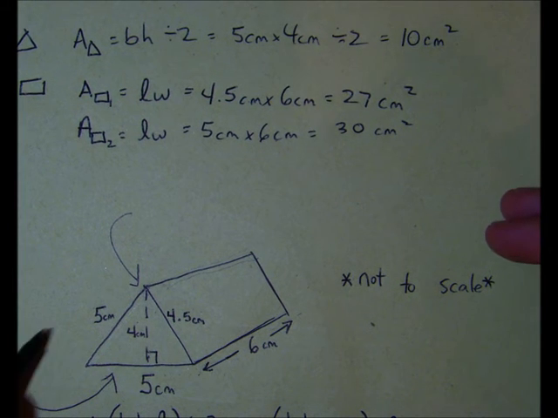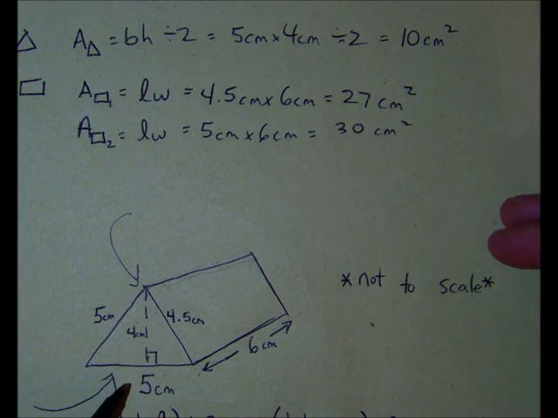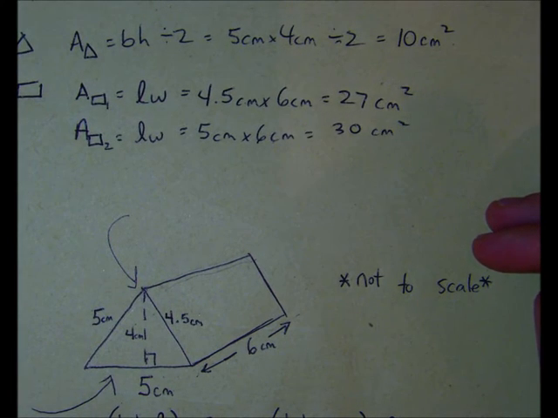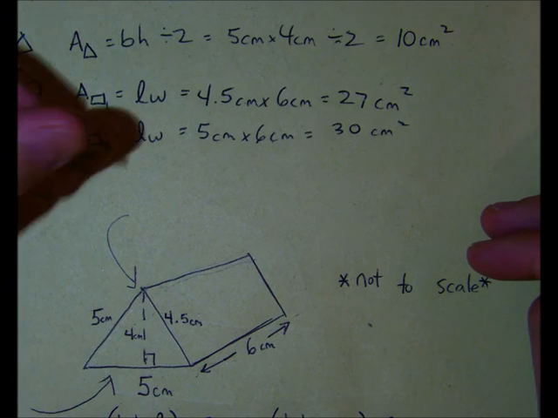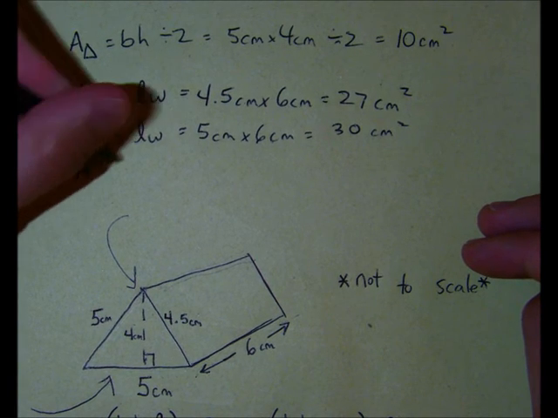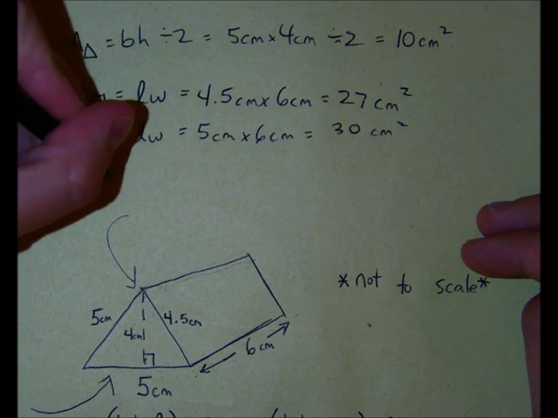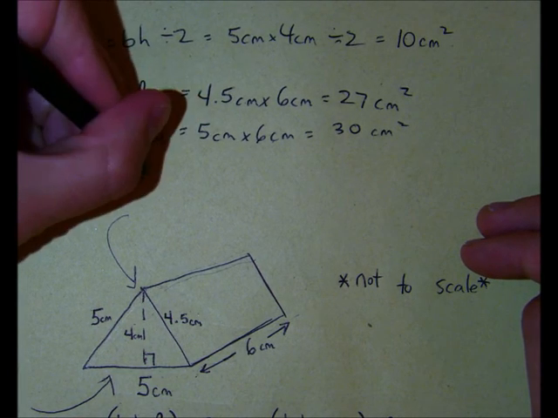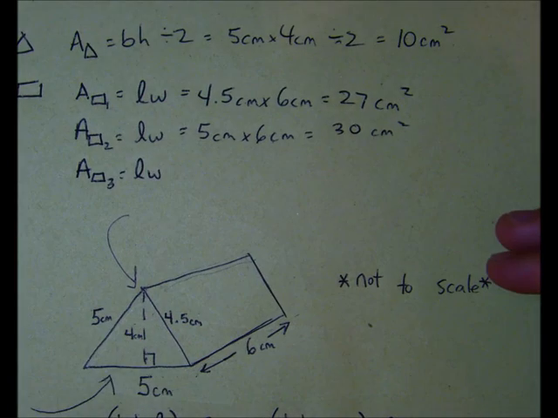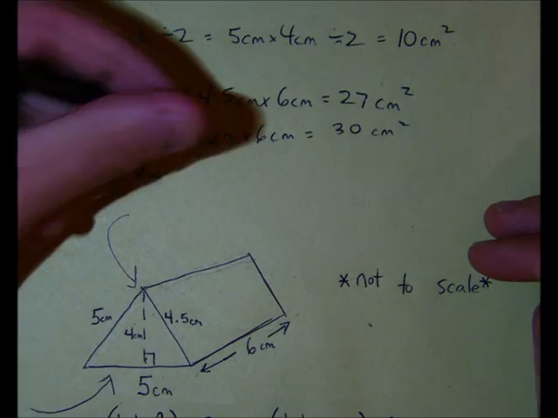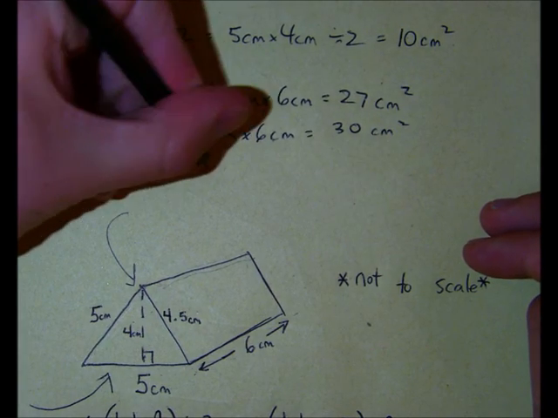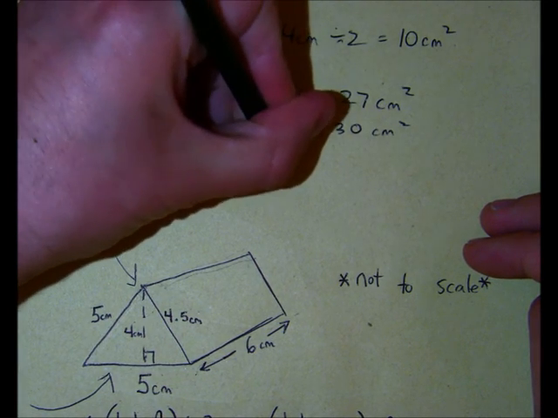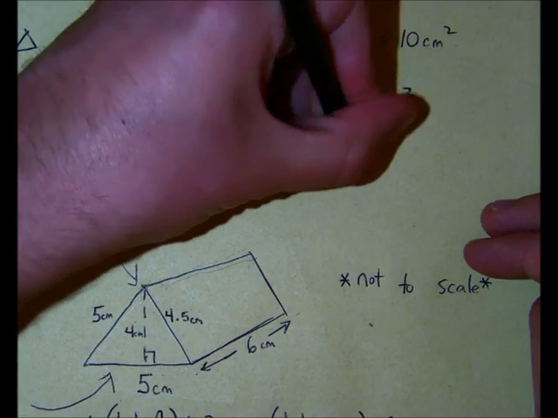Finally, we've got our bottom rectangle. In this case, this length is the same as this length, so it's also going to be a 5 by 6 rectangle, which would make this triangle on the front an isosceles triangle because two of the sides are the same length. So we've got 5 centimeters by 6 centimeters, and that equals 30 square centimeters.